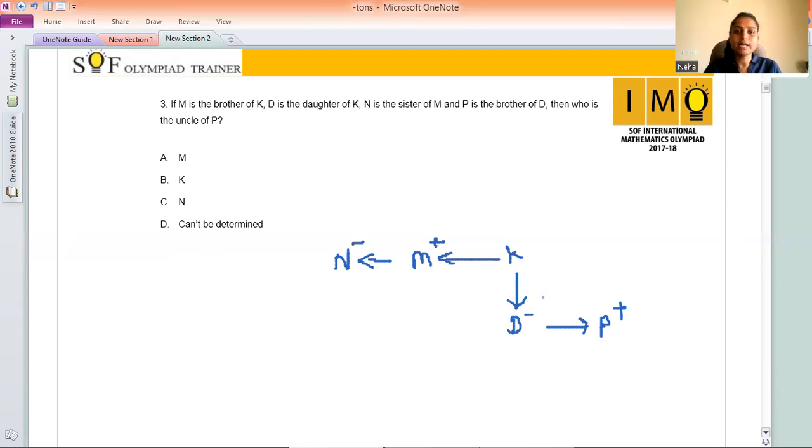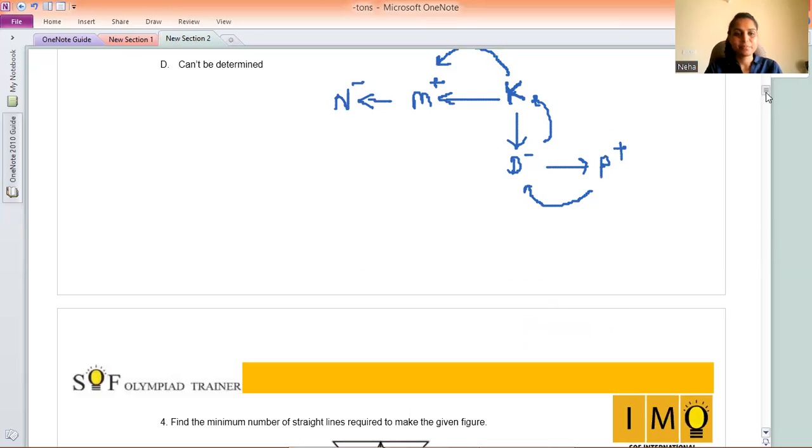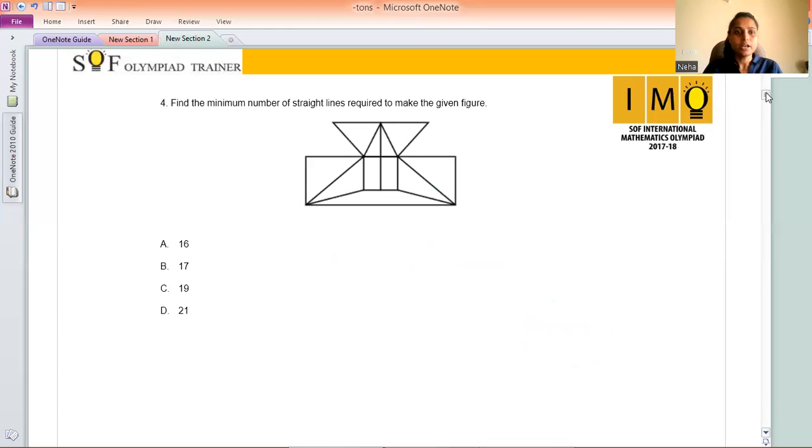Then who is the uncle of P? Now who is the uncle of P? So she is sister, and K can be mother or father. Okay, it is not clarified here whether K is male or female, so we can say that K can be her mother or father, anything. Okay, and father's brother or mother's brother is the uncle of P, right? So I can say that M is the uncle of P. So option number A is your correct answer. Okay, the next one. Find the minimum number of straight lines required to make the given figure.